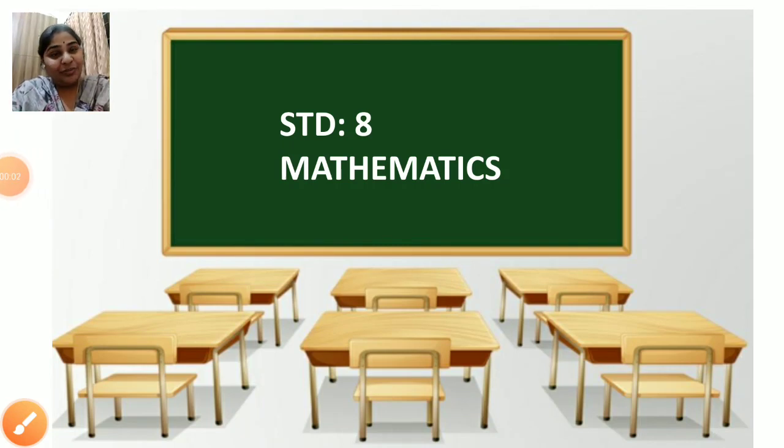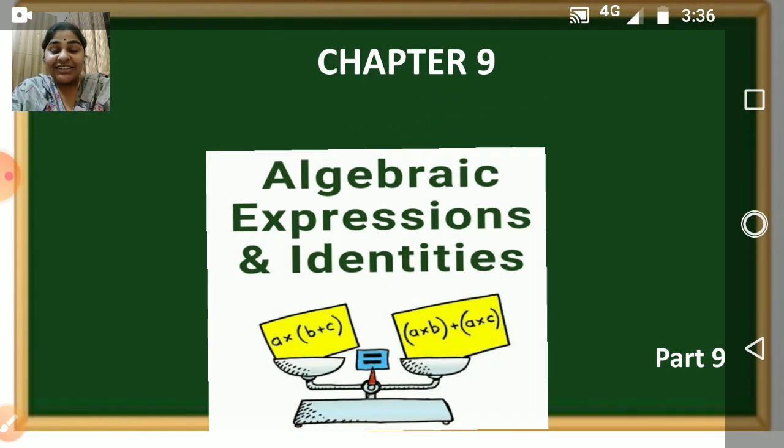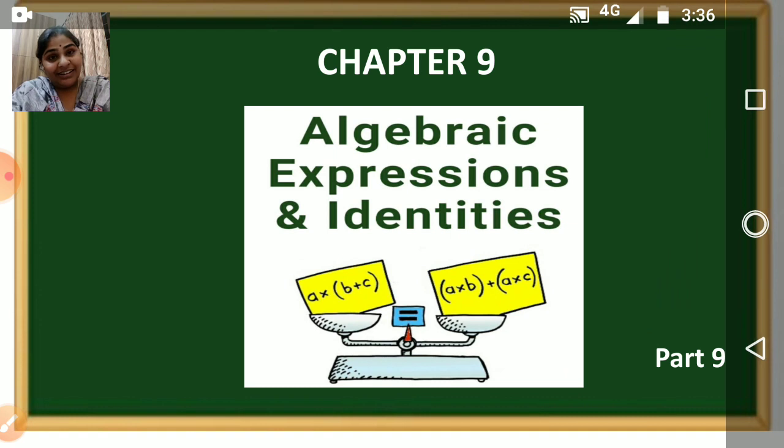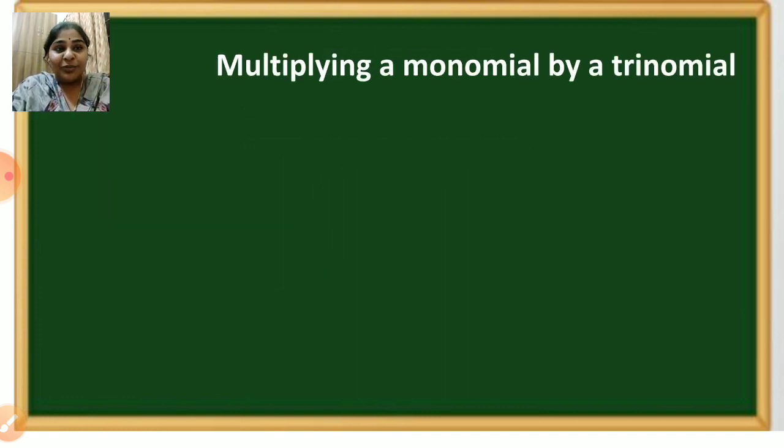Hello children, welcome back again in our next session of mathematics, and we were in chapter number 9, that is algebraic expressions and identities. In the last session we have seen multiplication of a monomial and a binomial, right children? And today I have already informed that we will see the multiplication of a monomial by a trinomial. Okay, so the procedure will be the same.